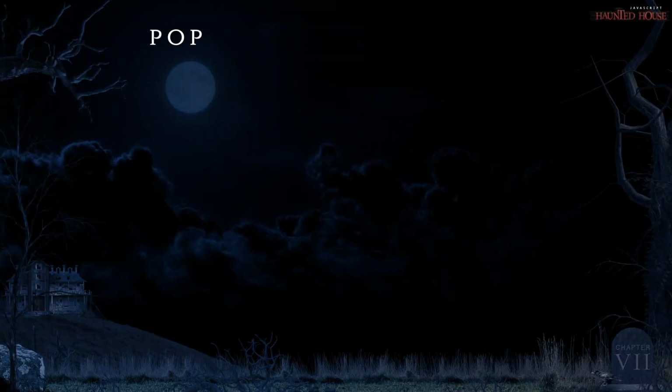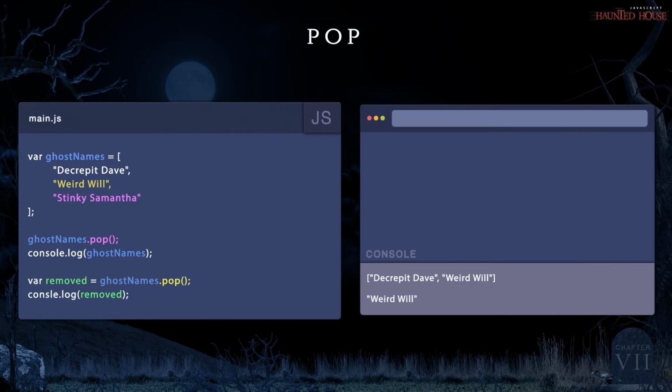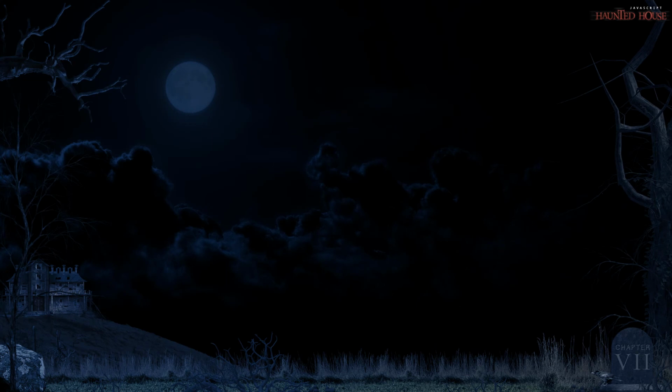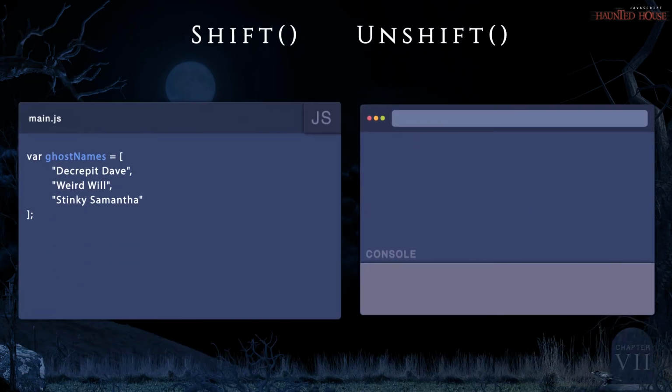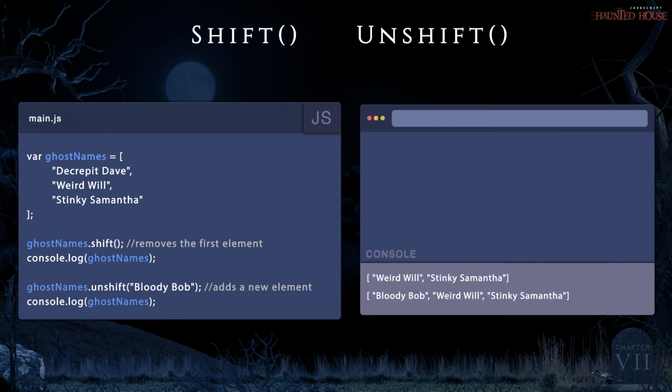Moving on with our chapter, the pop method will remove the last element of the array. We can also assign the removed element to a variable. The shift and unshift methods are similar to pop and push methods. They remove and add elements, but unlike pop and push, shift and unshift remove and add elements at the beginning of the array. The unshift method adds an element to the beginning of the array, while the shift method removes the element.